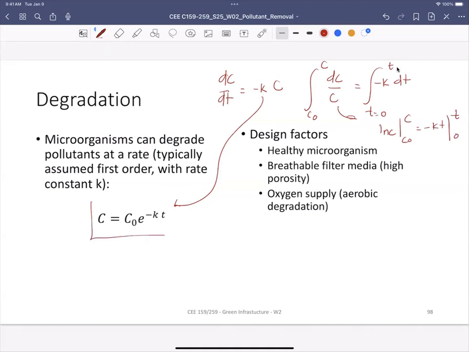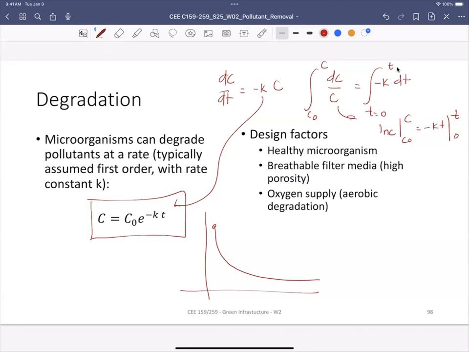So what that means is if you look at pollutant removal by degradation, you can almost predict it as a first order rate, or exponential decay. This decay happens initially with a lot of biodegradation, and then it slows down over time. And that's because of a lot of different factors.